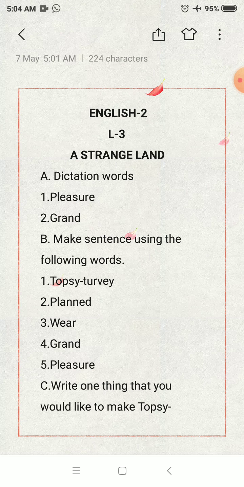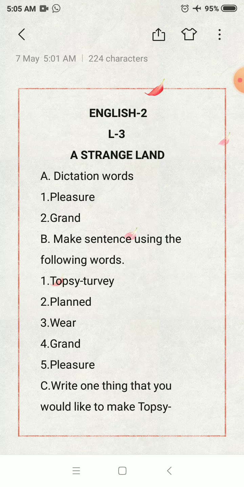I would suggest you utilize this time, because you'll never get this time again wherein you can give time to your studies, your play, and everything.